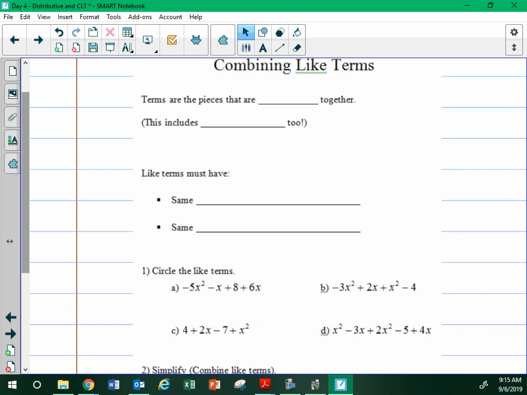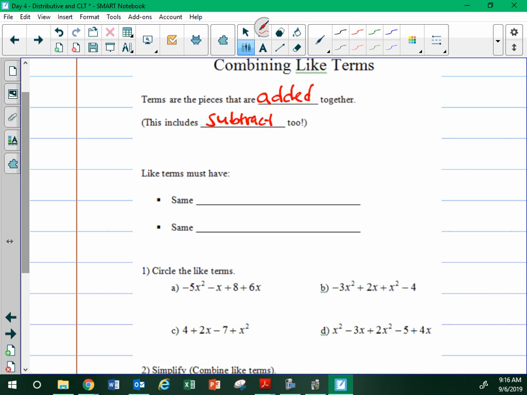All right, combining like terms. So this, again, should be something you saw last year. Terms are the pieces that are added together. Now, this includes subtraction too. So they're added or subtracted together. So keep in mind that's also negatives. Now, in order to combine like terms, they have to have the same variables.